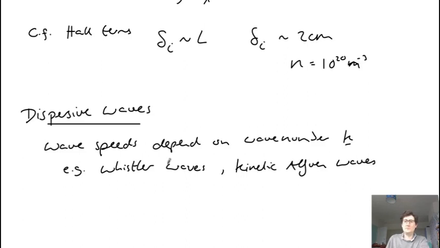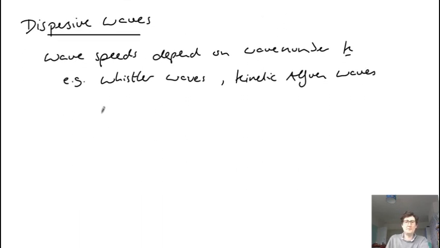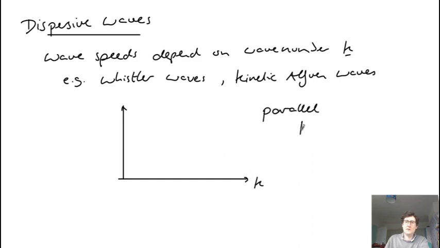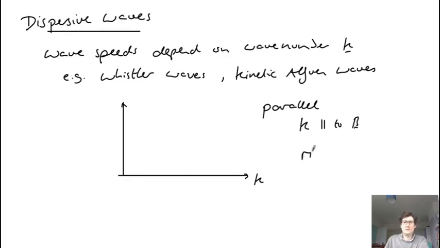And so the dispersion relations, at least for right-handed waves, look a bit like this. So this is for parallel waves, so these are running along the magnetic field: K is parallel to B. So the waves are traveling along the magnetic field, and these are right-handed.